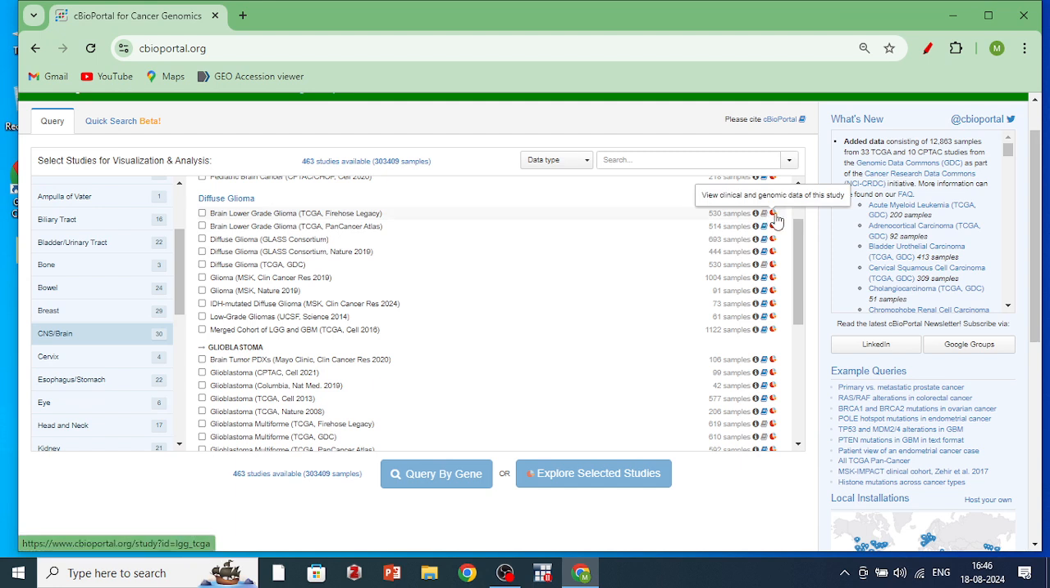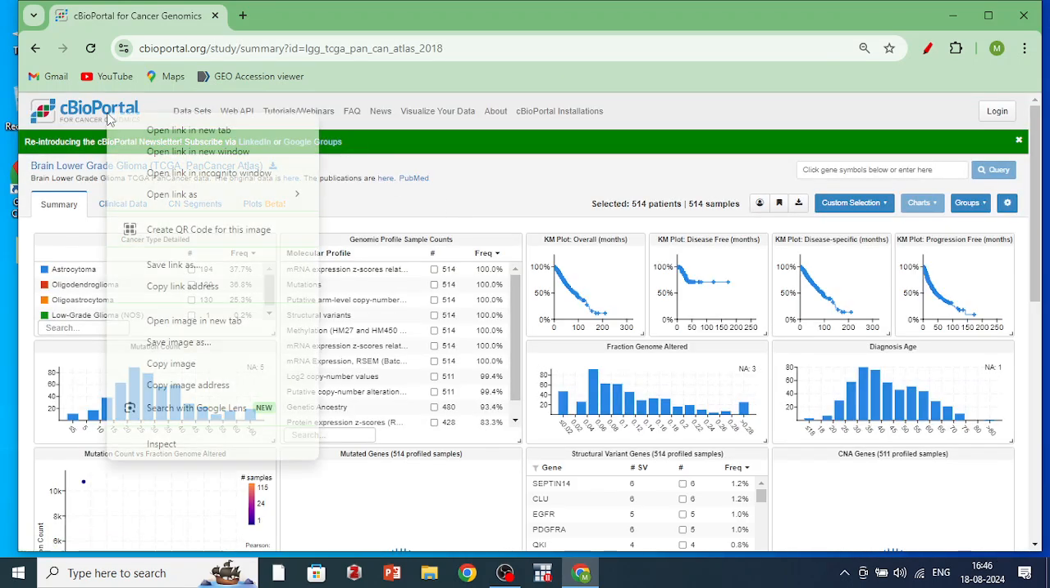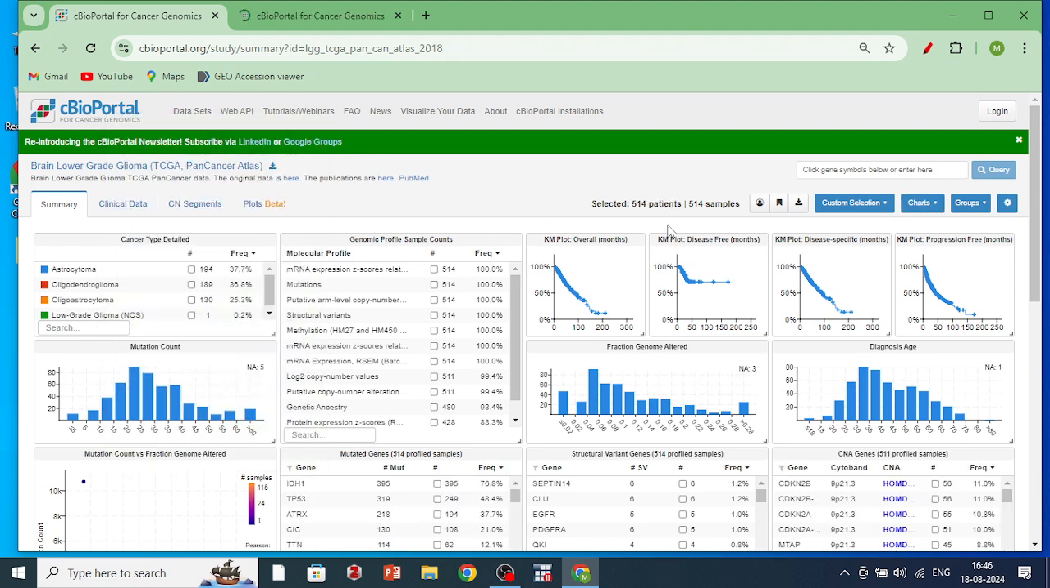So I'm just starting with low grade glioma, or I'm selecting the pan cancer study. So this is the pan cancer study for low grade glioma, and you can already see there are survival plots here. So you see on these four survival plots, these are KM plots for different types of survival assessment. So starting with overall survival, disease-free survival, disease-specific survival, and progression-free interval.